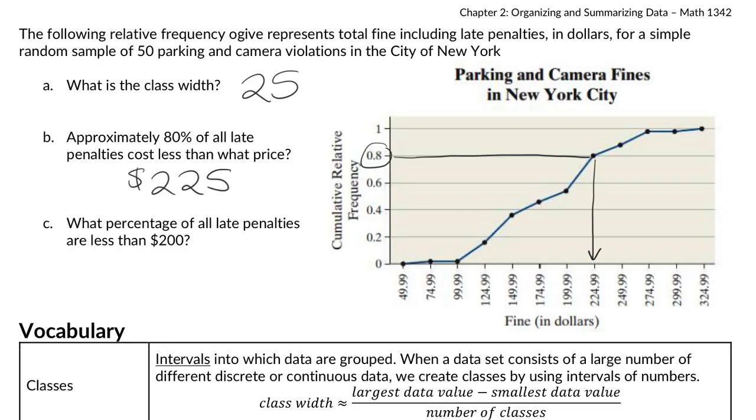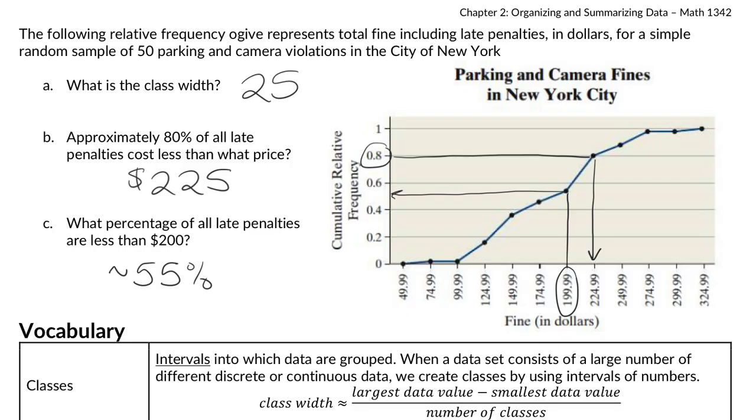You can also read it the other direction. Perhaps it asks what percentage of all fines with late penalties are less than $200. Well, here's $200. This is the percentage for $200. Yeah, we're going to do an estimate here. What would y'all say percentage-wise that is? I would say 55% personally, because it's about halfway, above the halfway point between 4 and 6.